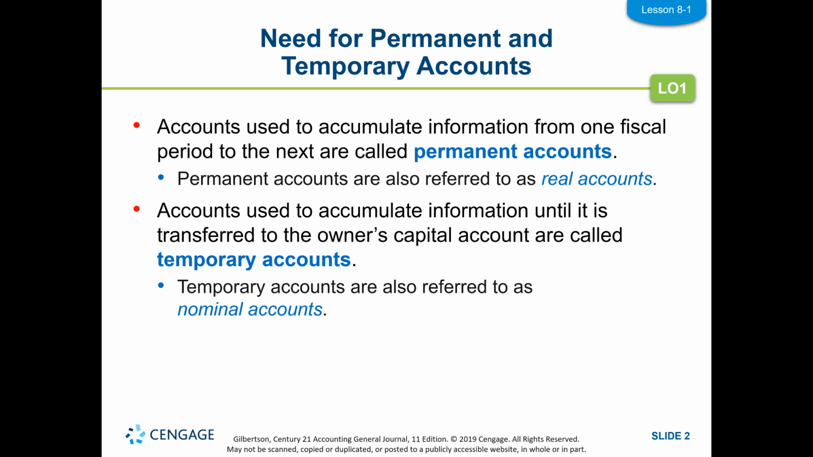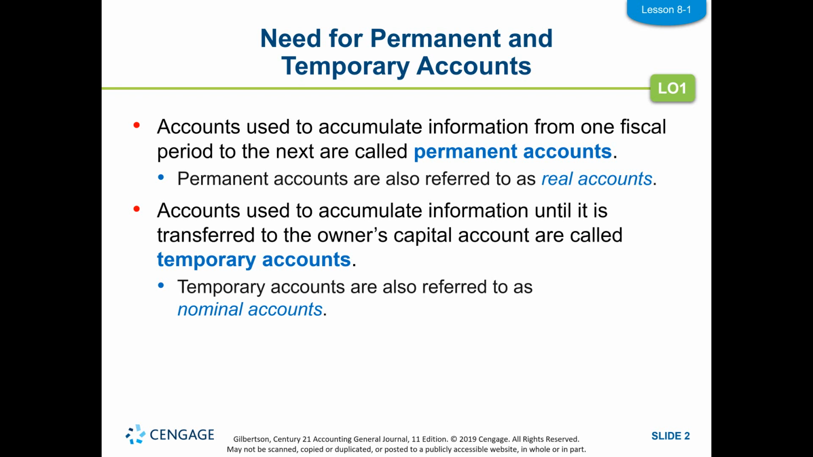Let's say I go through my fiscal period and I keep track of all of my advertising. So I buy an ad in the paper, I sponsor a sports team, and all of that goes into my expense account for advertising. Expenses have a debit balance, so that goes up.